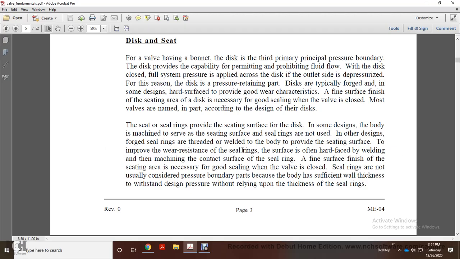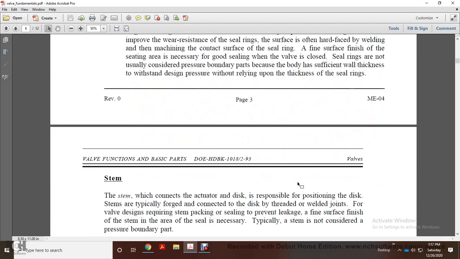To improve the wear resistance of seal rings, the surface is often hard-faced by welding and then machined. A fine surface finish of the seating ring is necessary for good sealing when the valve is closed. Seal rings are not usually considered pressure boundary parts because the body has sufficient wall thickness to withstand design pressure without relying upon the thickness of the seal rings.